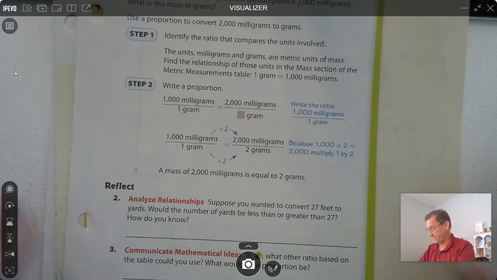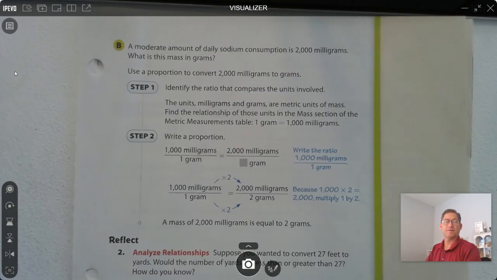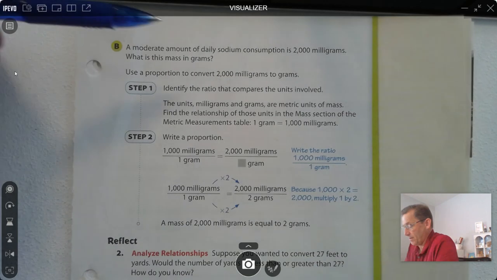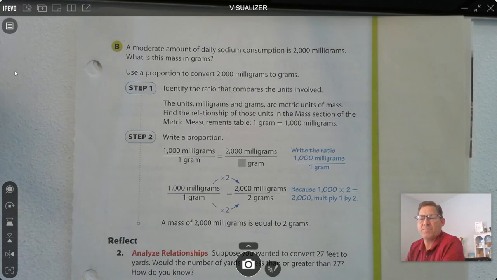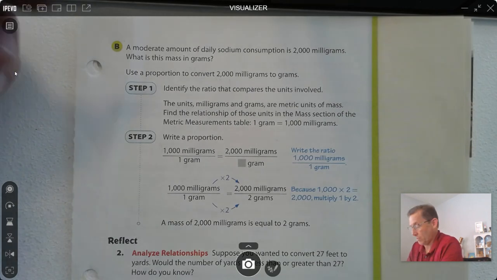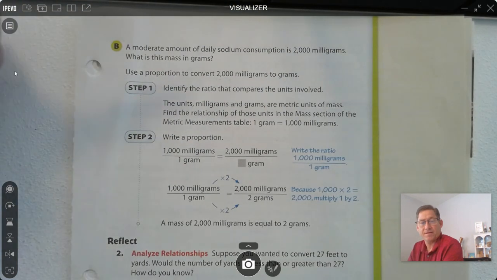Let's look at 187. So a moderate amount of daily sodium consumption is 2,000 milligrams. What would that be in grams? Well, again, we can use a proportion to convert 2,000 milligrams to grams.